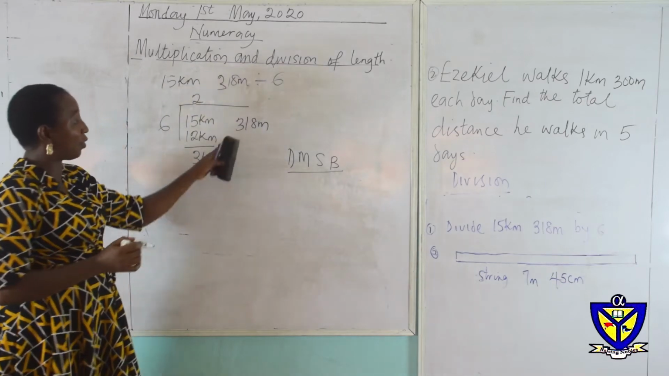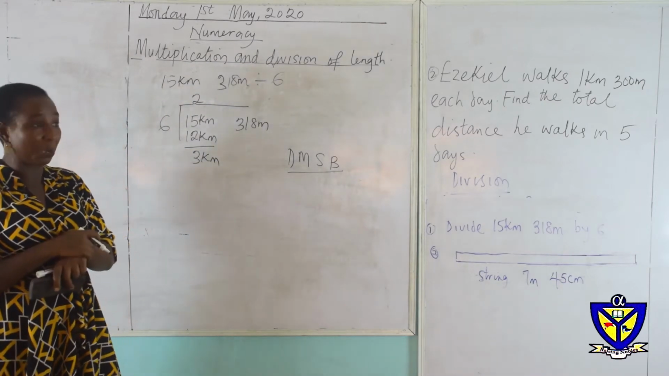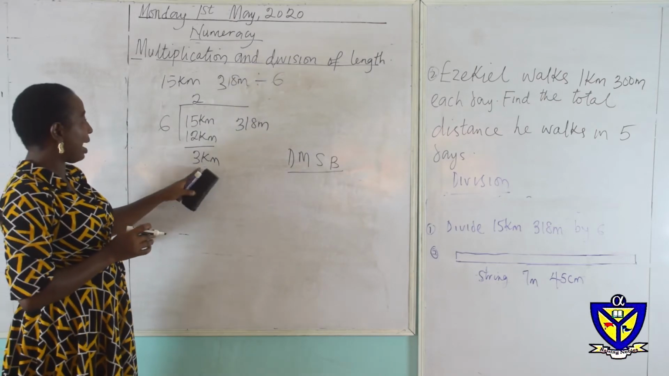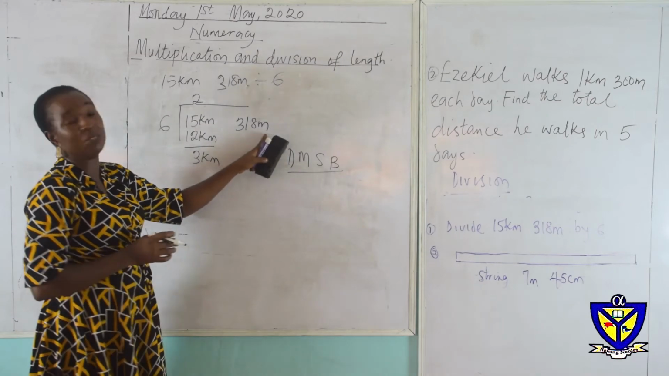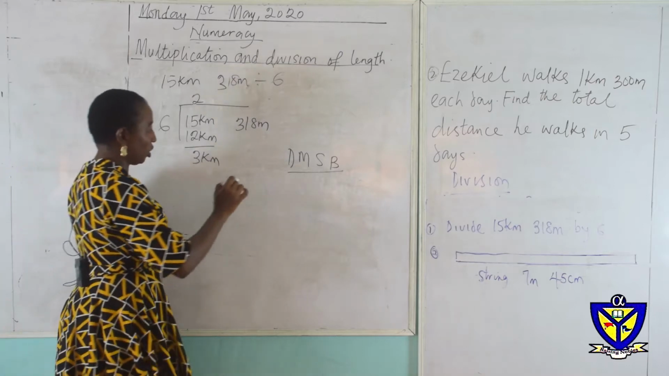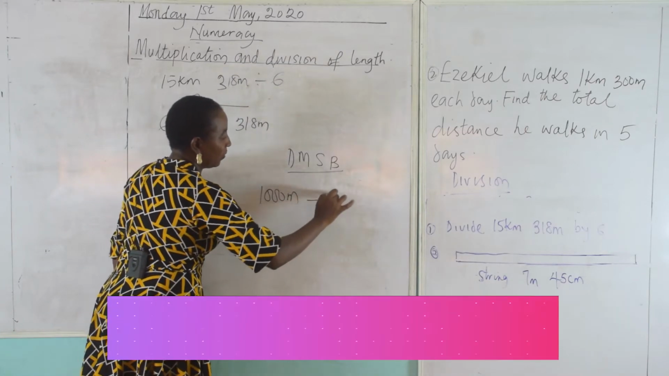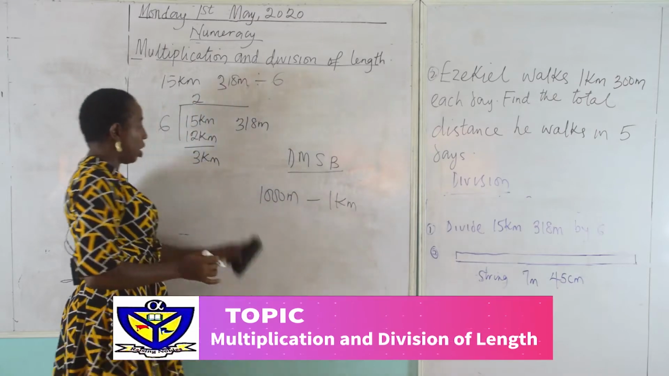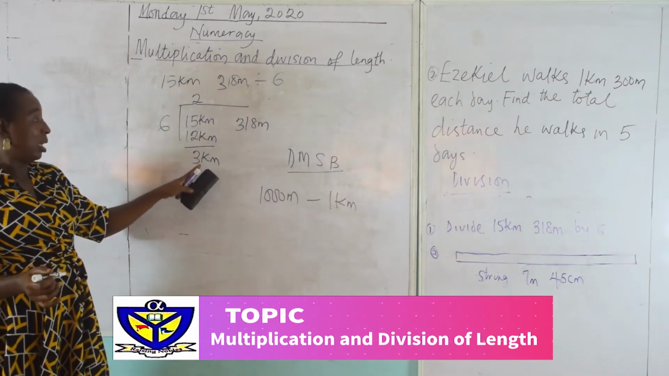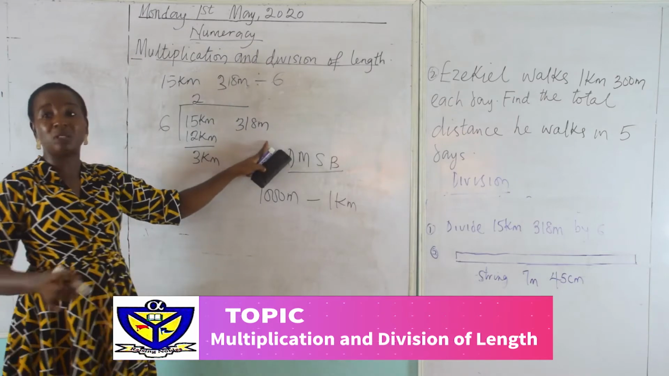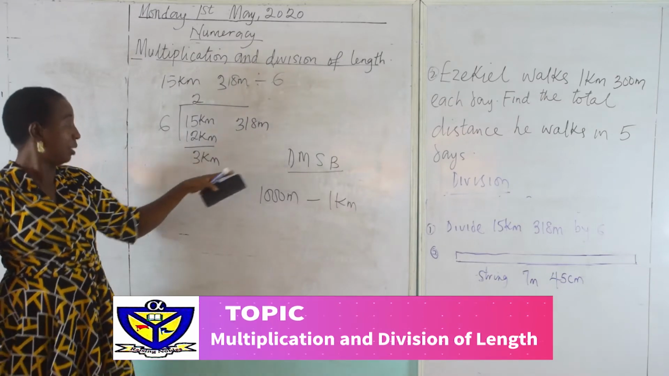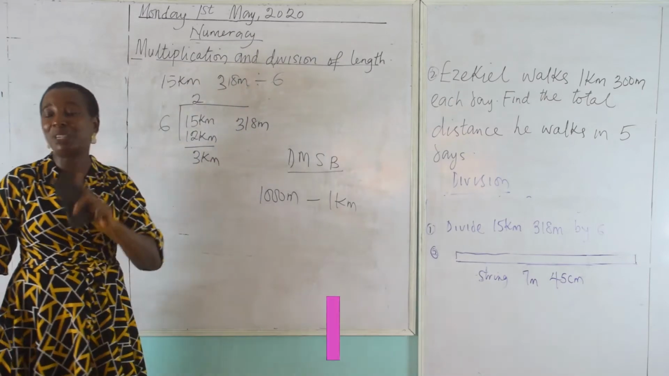And don't forget, we have 318 meters. What are we going to do? That means we're going to take our kilometers down to this place, meters. But don't forget the conversion. We say 1,000 meters gives you 1 kilometer. So if this kilometer is to move down to this meters, that means you need to change the unit also to meters.